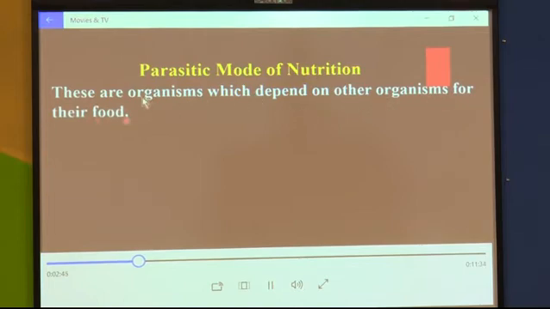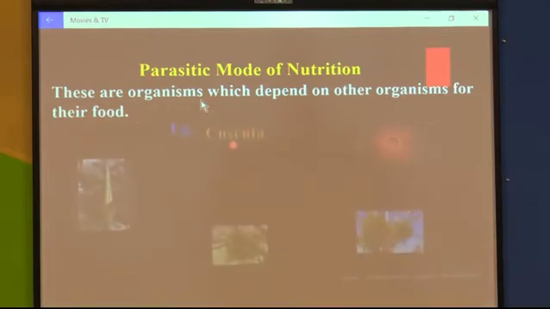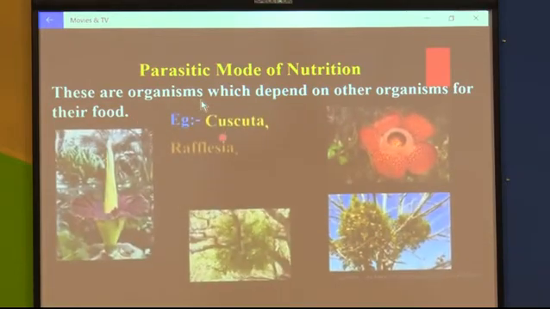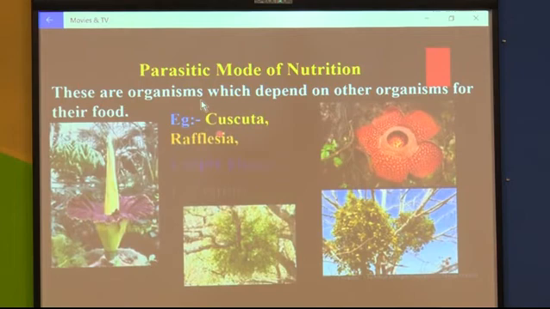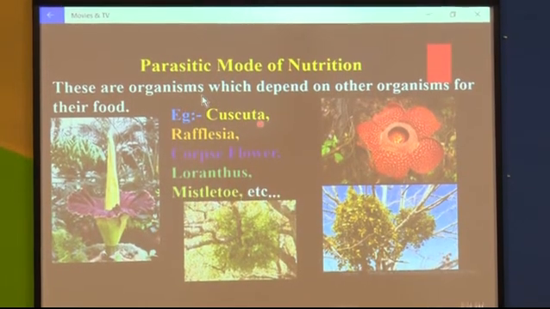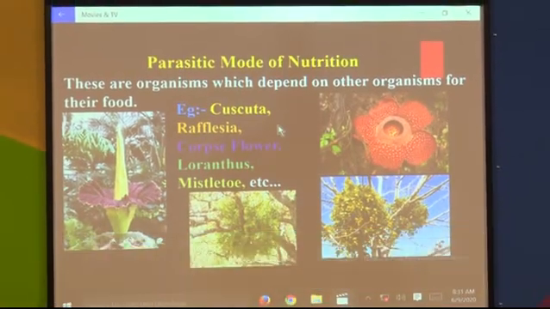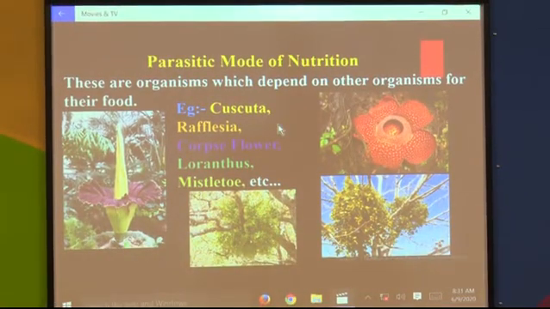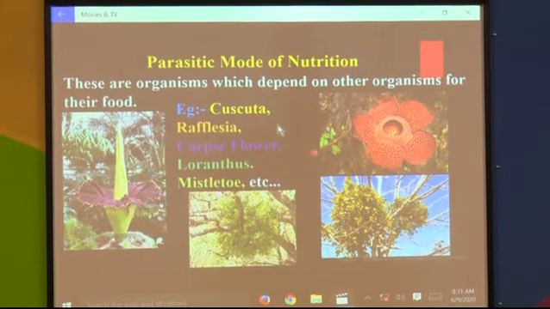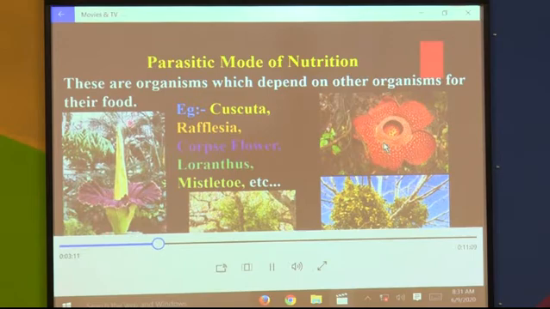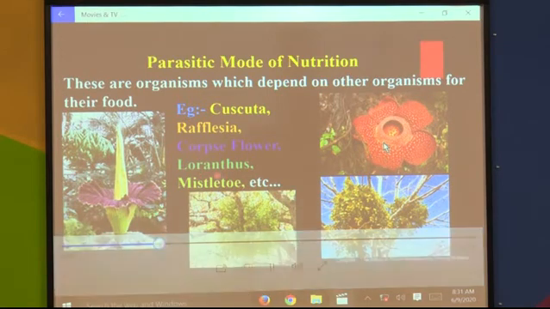First of all, these are organisms which depend on other organisms for their food. First example is Cuscuta, second is Rafflesia, third is corpse flower, then Loranthus and Mistletoe. So, these are some examples of parasitic mode of nutrition, and here you can see pictures of all these plants.